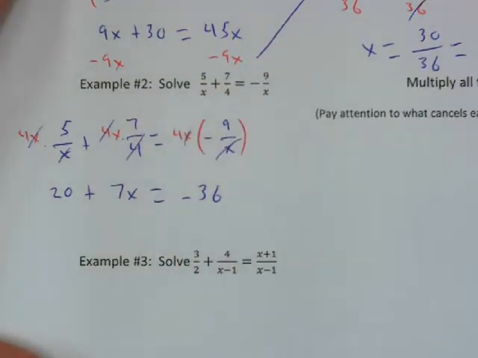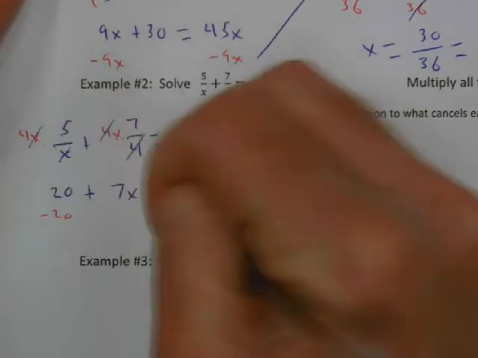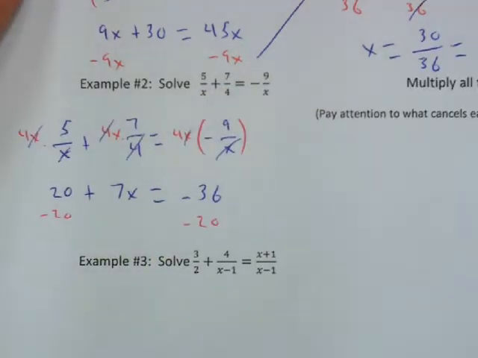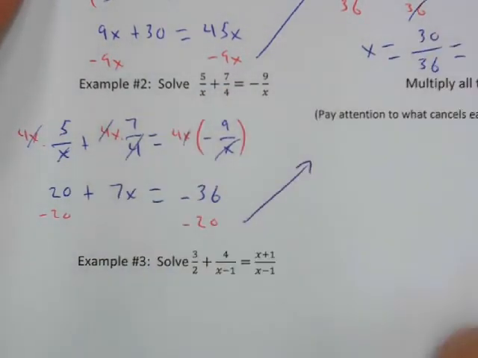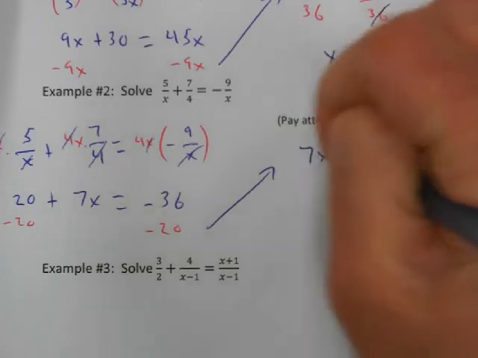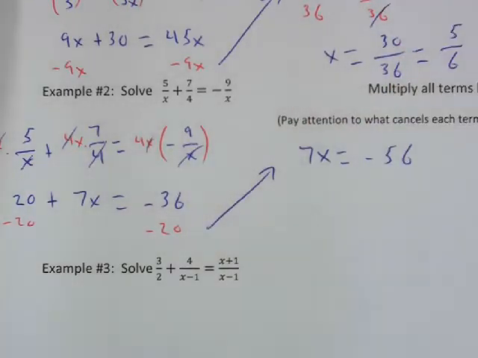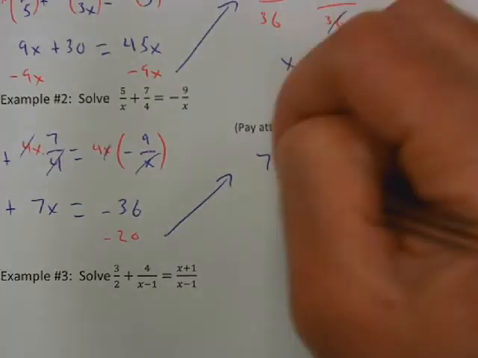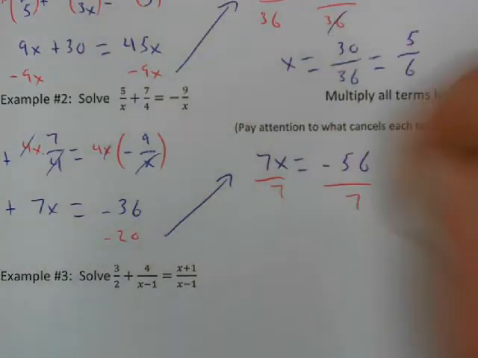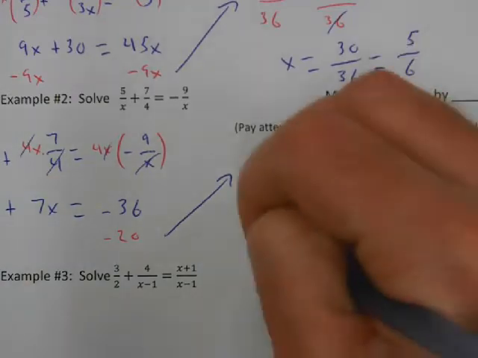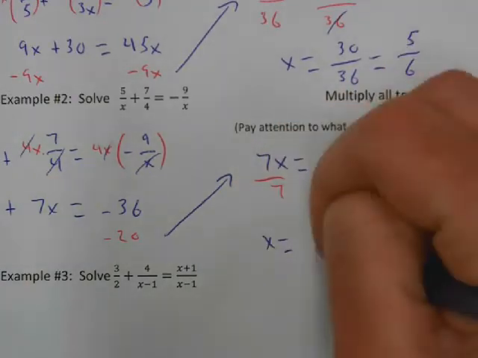Now we got a nice equation, no fractions. This is going to be easier to solve. Let's start by subtracting 20 from both sides. We'll bring it up here. And that gives us 7x equals negative 56. And then divide both sides by 7. And we get x equals negative 8.